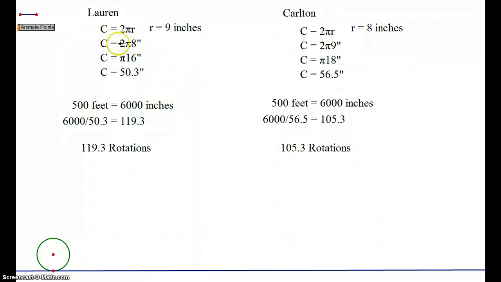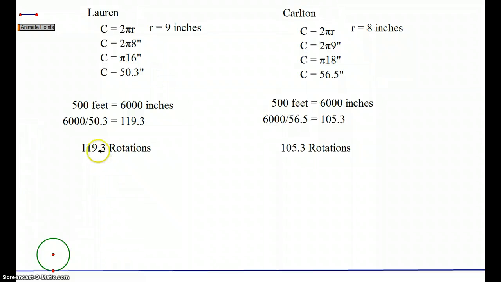Well, we're going to look at a couple different things. First off, we want to find the diameter of her bike, which is given to us as 18 inches. From that we get the radius is equal to 9 inches. With that 9 inches, we can then find the circumference, or the distance around the tire. We use the formula 2πr, plug in, solve, and we get 50.3 inches as the circumference of her bicycle tire.